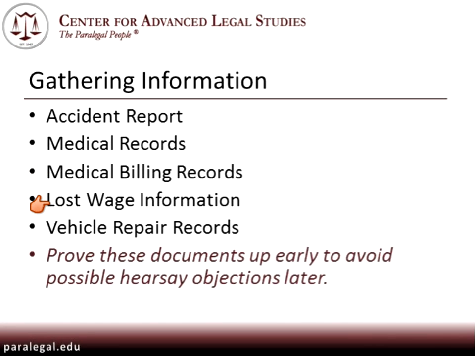Lost wage information, you can get that typically from your client. Hopefully he can get that for you from his employer. The vehicle repair records, again, you might be able to get that from your client, and or otherwise you may have to go do some research, like on that accident report, on where the vehicles were taken to. You may want to get not just your plaintiff's vehicle repair records, but your defendant's vehicle repair records. How badly their vehicle was damaged is relevant to the severity of the accident.